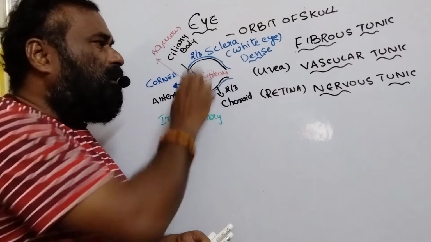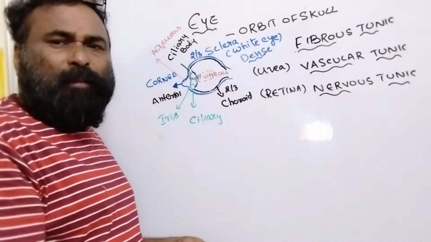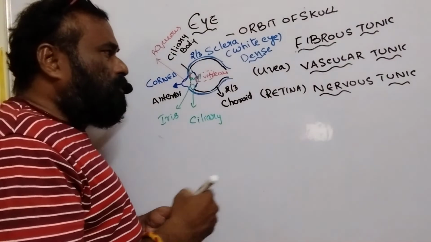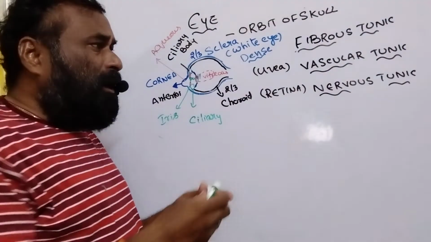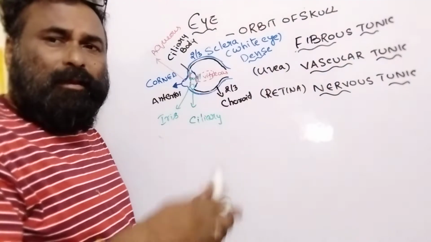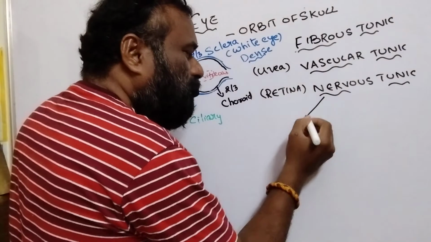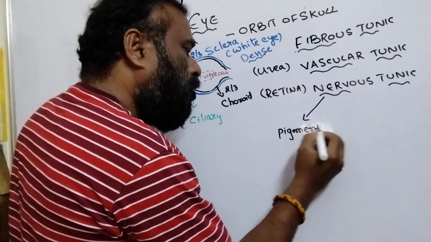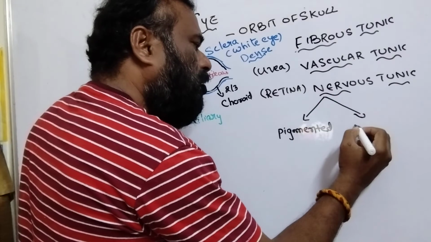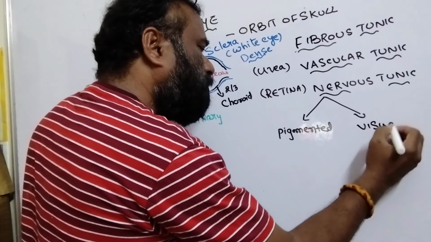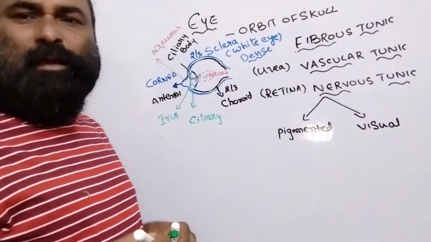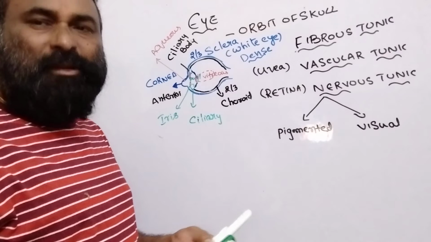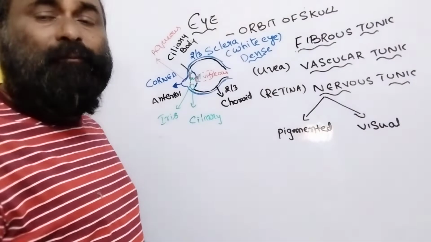Then go for the last part of the eyeball, the nervous tunic. The nervous tunic is divided into two portions: a pigmented non-visual portion and a non-pigmented visual portion. The pigmented non-visual portion is not useful for vision, whereas the other is the visual portion.